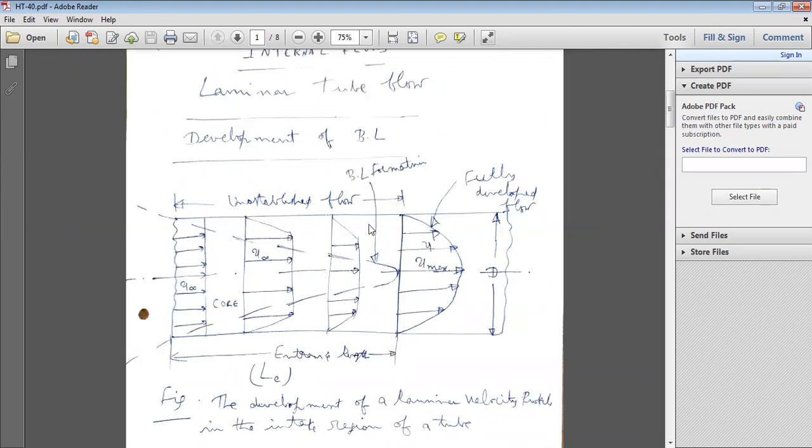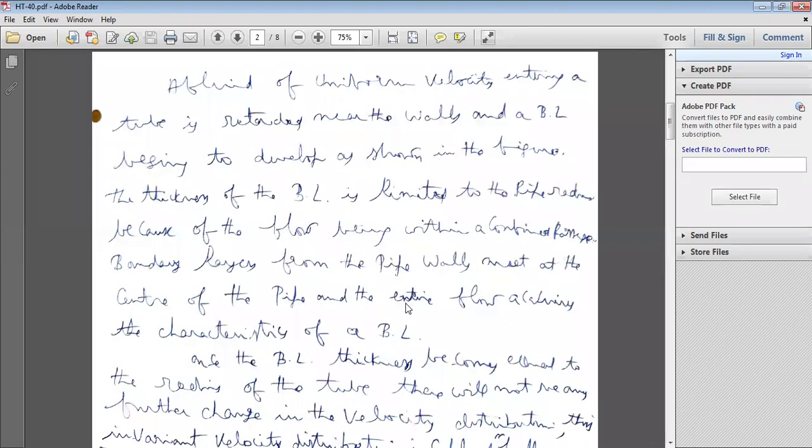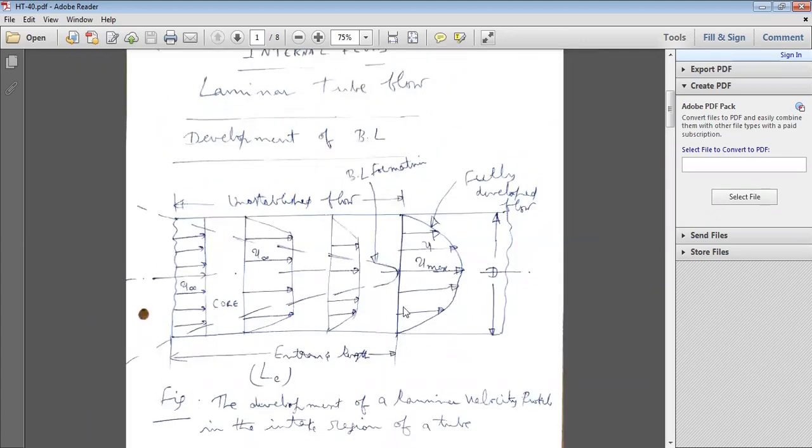The boundary layer from the pipe wall, and again from the bottom, meet at the center of the pipe. So boundary layers, from the top as well as from the bottom walls, meet at the center of the pipe, and the entire flow acquires the characteristics of a boundary layer. So once it reaches the center, the flow becomes stabilized.